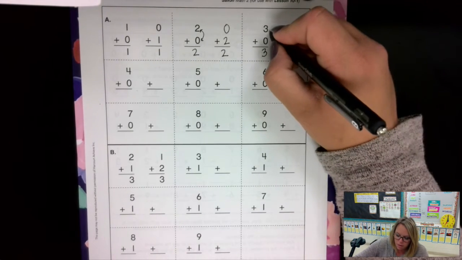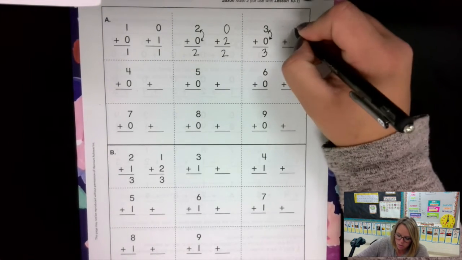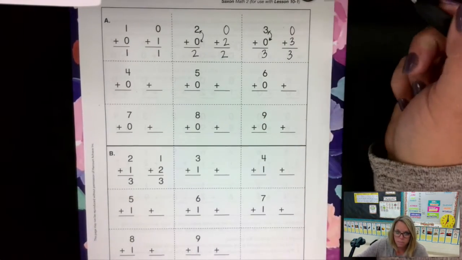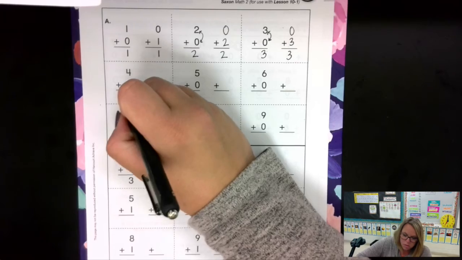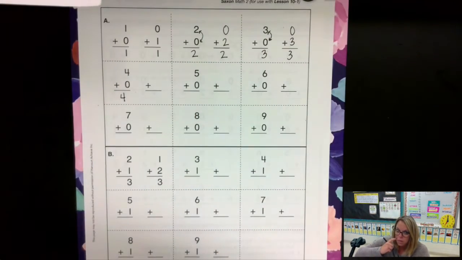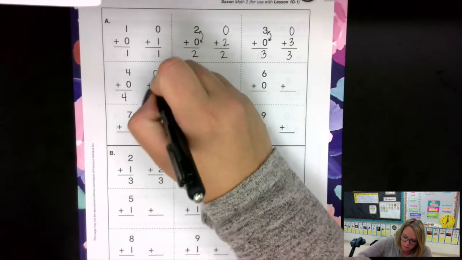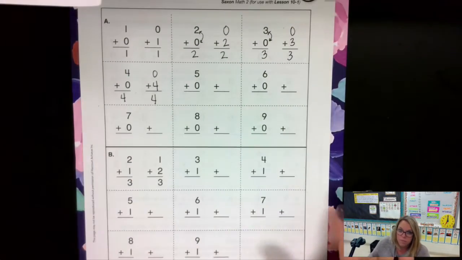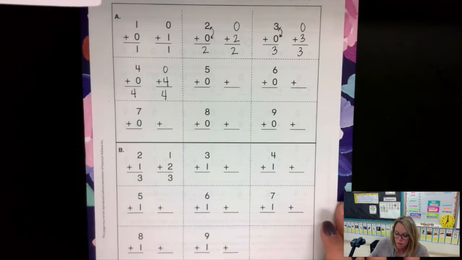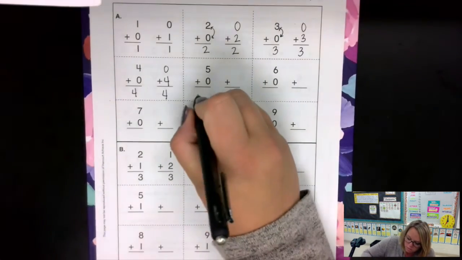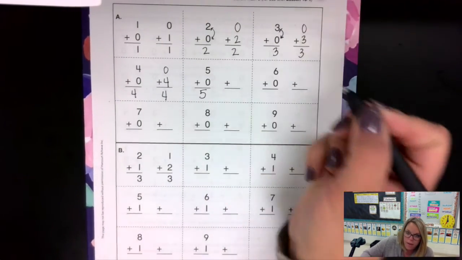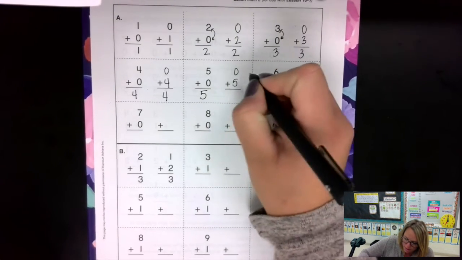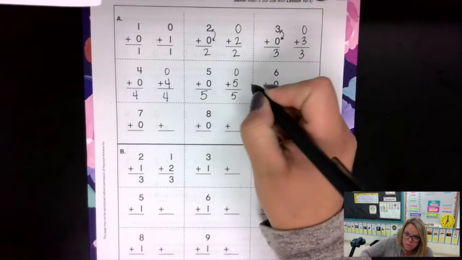3. And what's the other way to write that? Reverse it. 0 plus 3 equals 3. 4 plus 0 equals 4. And the other way to write that? 0 plus 4 equals 4. 5 plus 0 equals 5. And the other way to write that? 0 plus 5 equals 5.